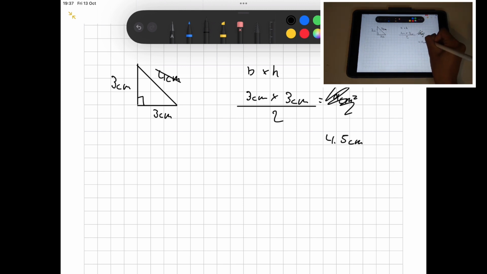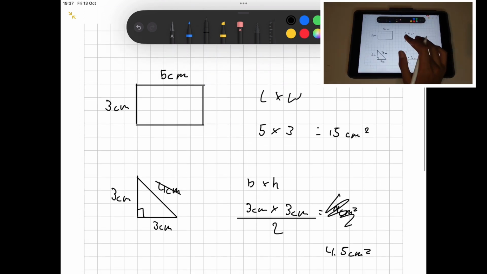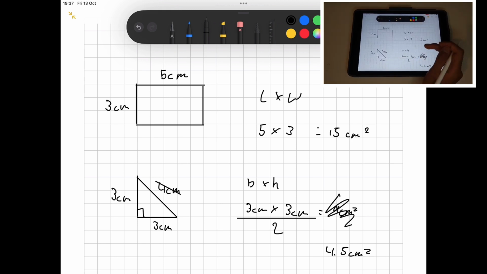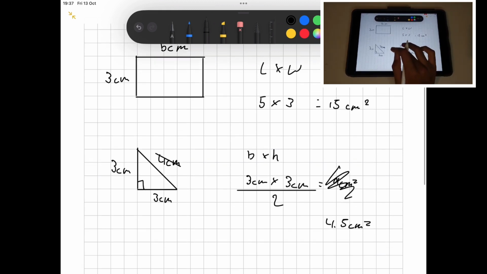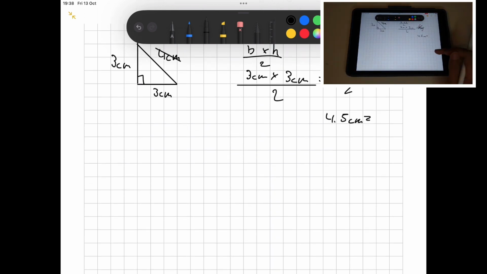4.5 centimeters squared. So when calculating the area of a standard quadrilateral, it's base times height, or length times width, take how you want. But when calculating the area of a triangle, it's base times height over 2, because you need to half it afterwards. So yeah, pretty cool.